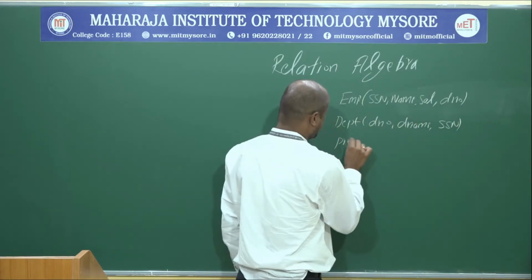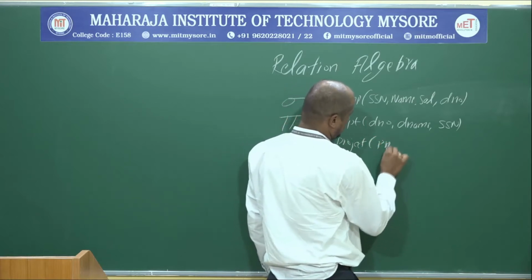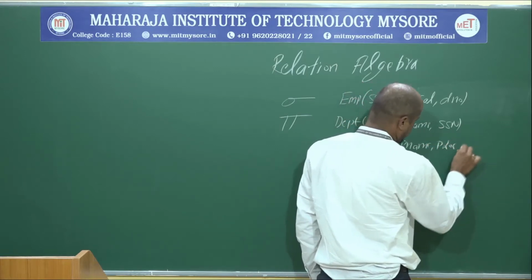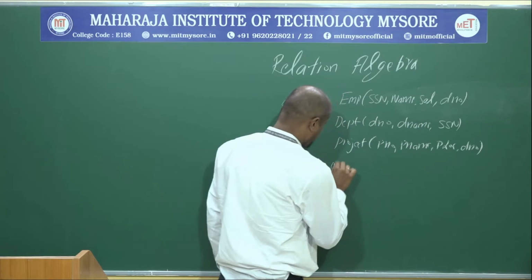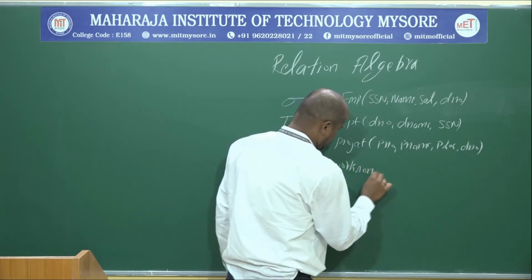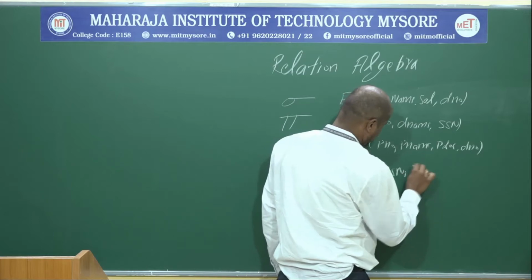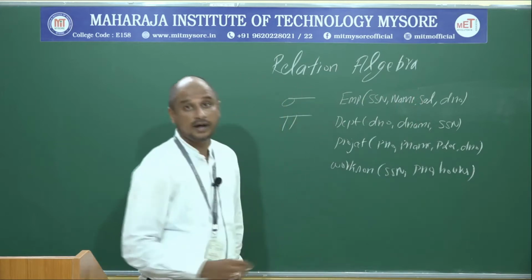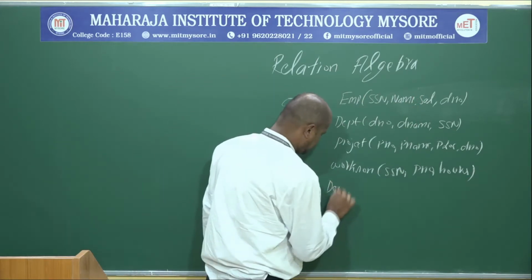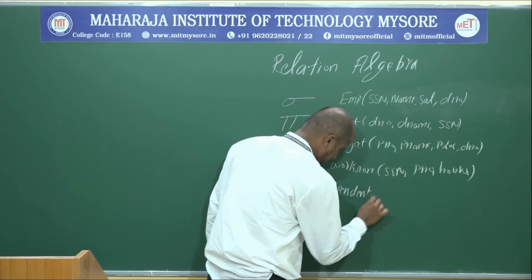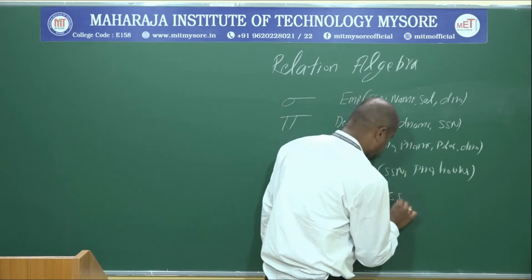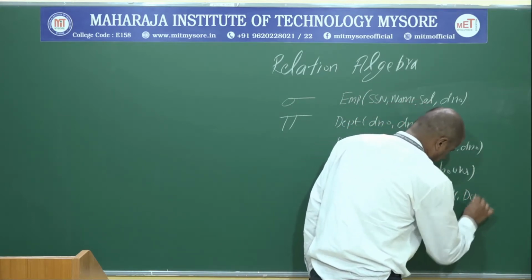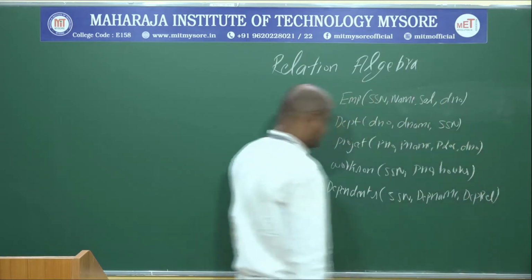Then we have project, with P number, P name and P location, with D number. Then works on contains SSN, P number and hours, right? And dependent contains the SSN, dependent name and dependent relation. So these are the tables that are required, right?